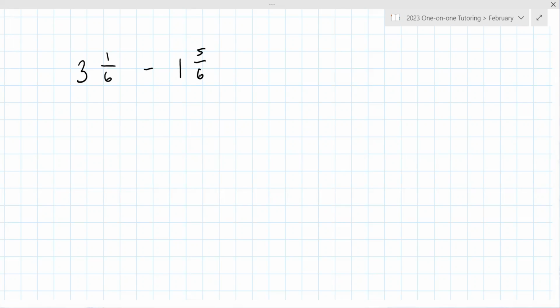Let's go 3 and 1/6 minus 1 and 5/6. So go ahead and try this one. Let me know if you have any questions while you're working on it.